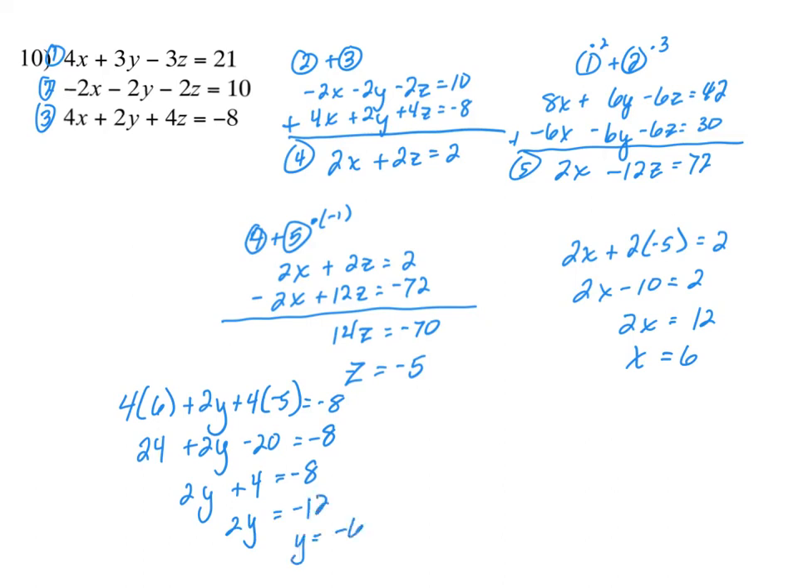Now I have 3 lines. I don't want 3 lines. I want an ordered pair, alphabetical, x, y, z. So it's 6, -6, -5, and we did it.